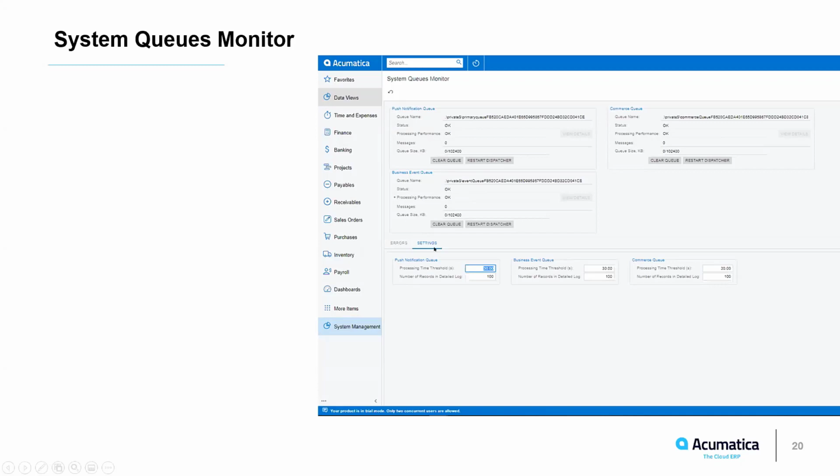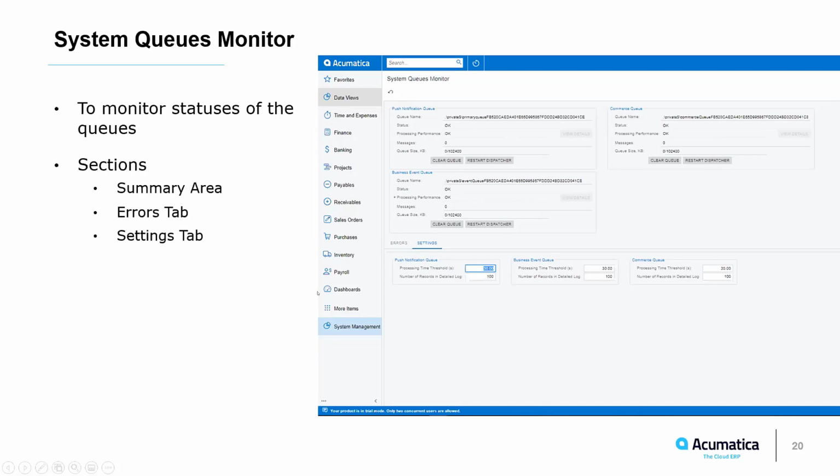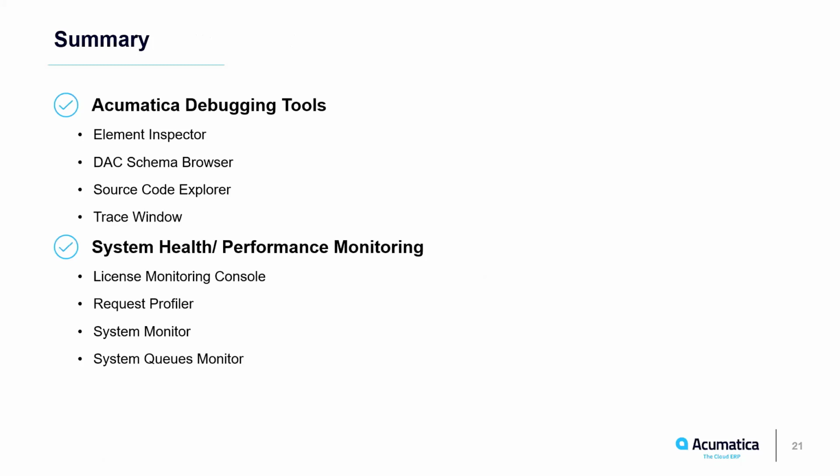And then on settings, you can define various settings like the processing time threshold and the number of records in the detail log. By default, the value of the processing time threshold is 30 seconds. And when you want to see the details here, at present there are 100 records, but you can change it as per your troubleshooting requirements. So this completes the System Queues Monitor screen, which is widely used to monitor the push notifications queue.